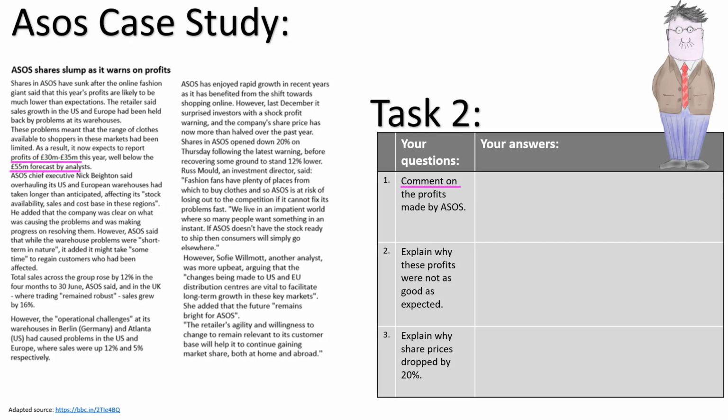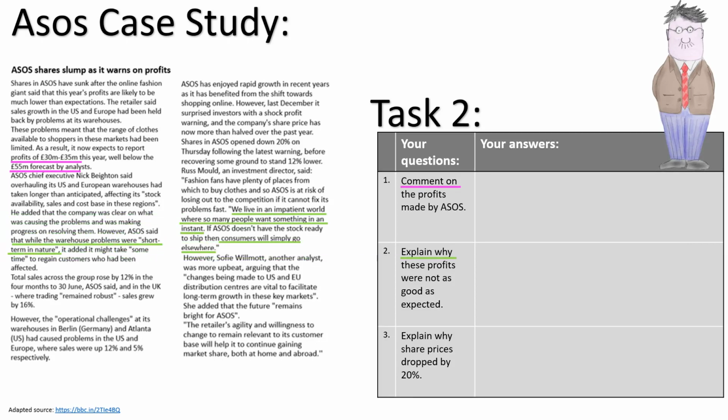It's asking you to make a statement about what's going on. So you need to, first of all, write a full statement, and then you need to comment on: are the profits high or low? Are they higher or lower than expected? Because that's just the information that you've been asked to comment on.